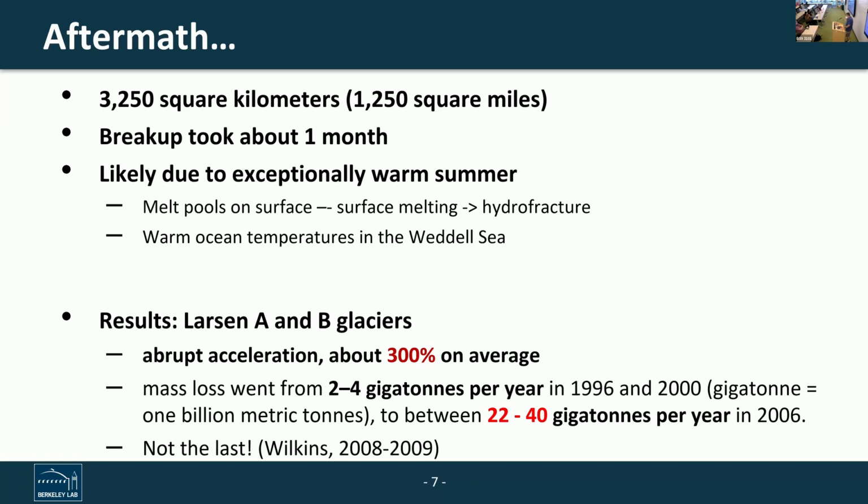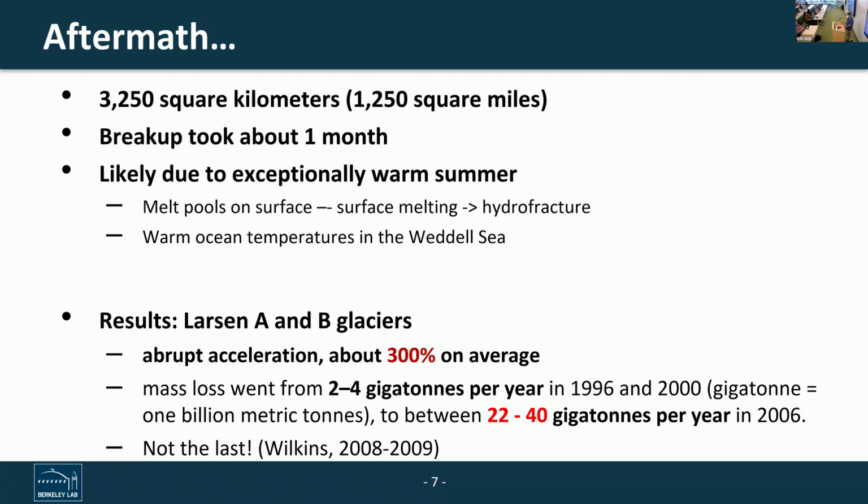Like I said, the melt results from surface melting, and it turns out these melt pools are basically a bunch of warm, dark spots on top of an ice shelf. They're going to heat up, and they act like big knives that cut through the ice shelf and shatter it. That was the first time we saw this phenomenon known as hydrofracturing, where water digs its way, cuts its way through the ice and chops it up. It was also a time when there were exceptionally warm ocean temperatures in the surrounding ocean.